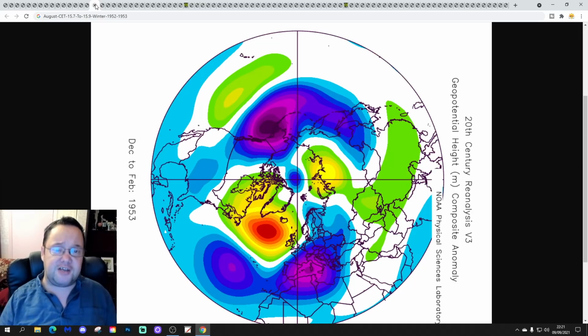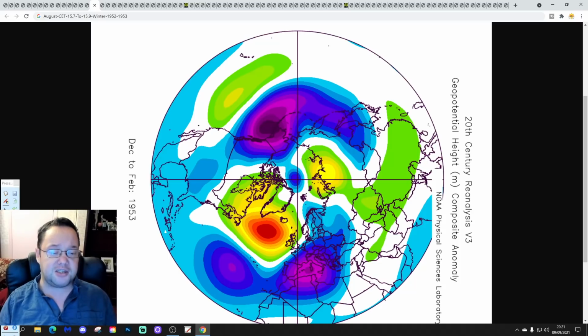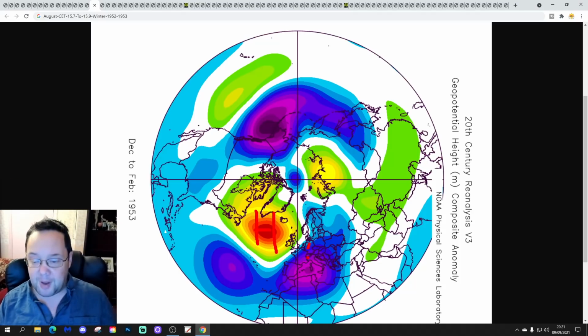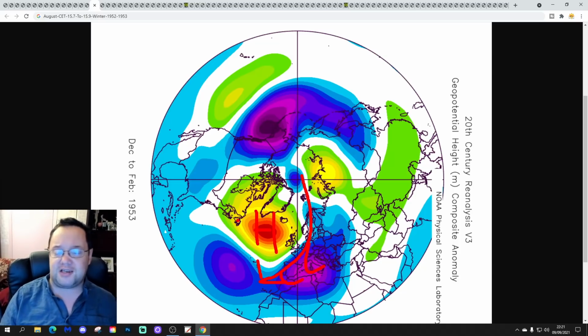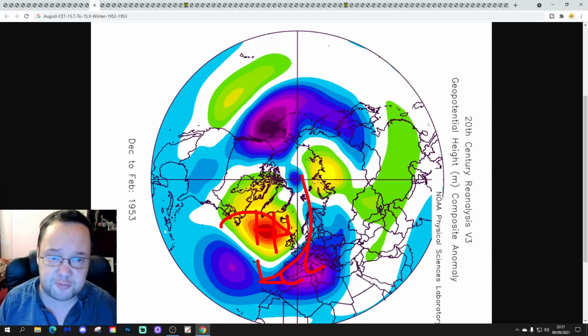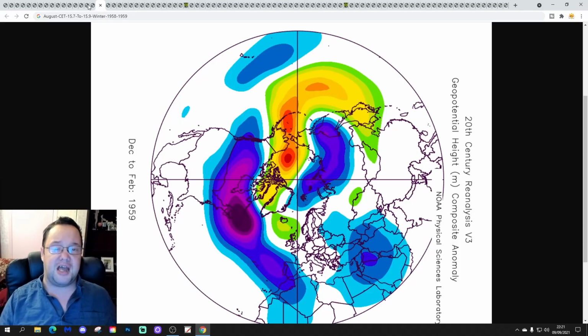And then we're into 1950. So our next winter is going to be 1952, 1953. This one has above average heights out to our west and below average heights to our south and southeast. We bring wind in from a northwesterly direction, actually, a lot of the time with this one. So not a particularly cold winter, but it does have a few cold snaps involved.